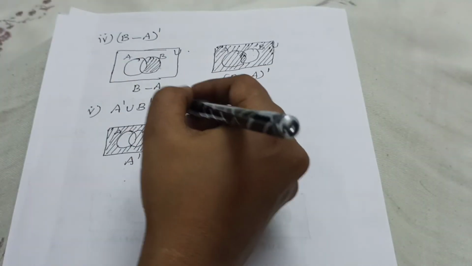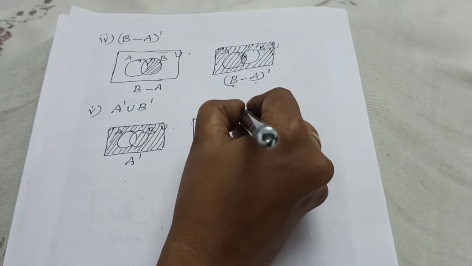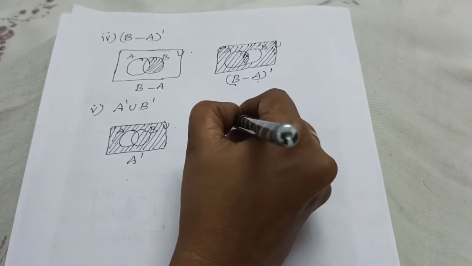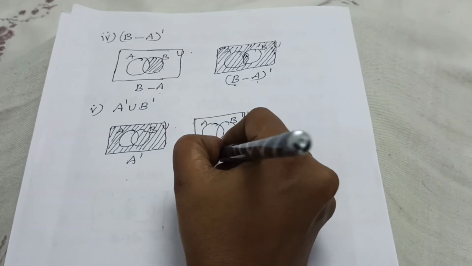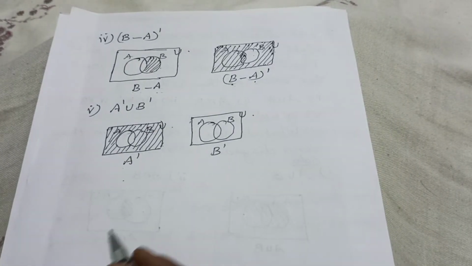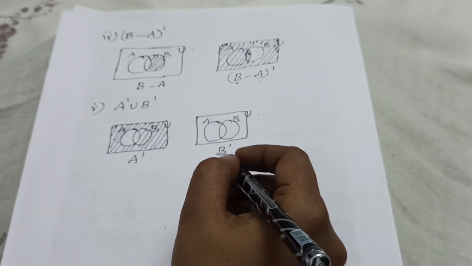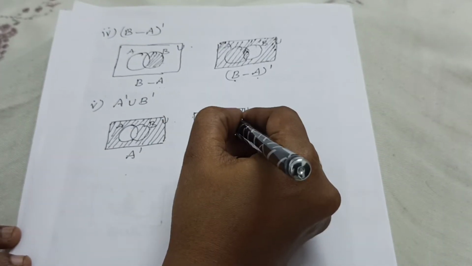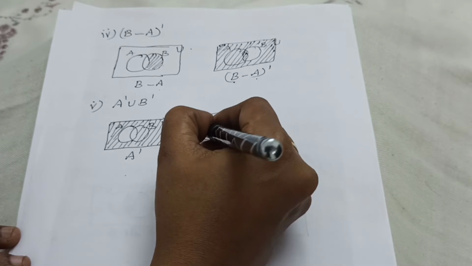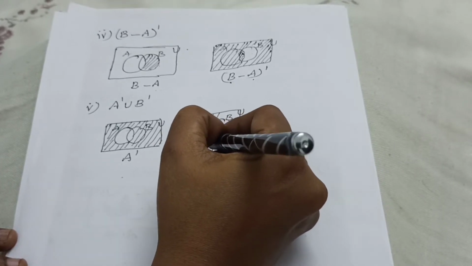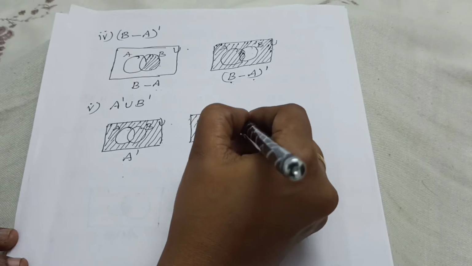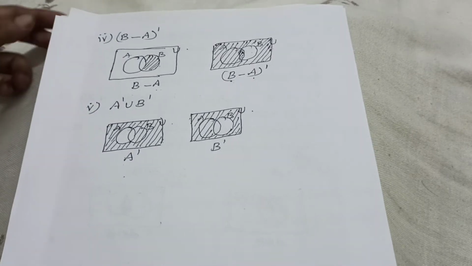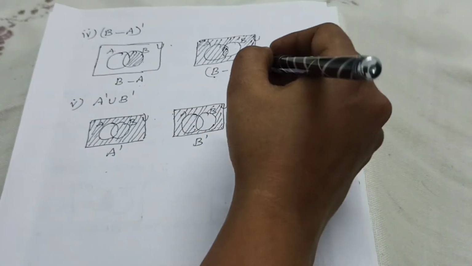Understood? Then next we have to find B dash. This is A set, B set. Then B dash we have to draw. B dash means it is not in B but in the universal set. So B dash means except this B, the remaining portion we have to shade. Except the B portion, the remaining universal set you have to shade. Are you clear?